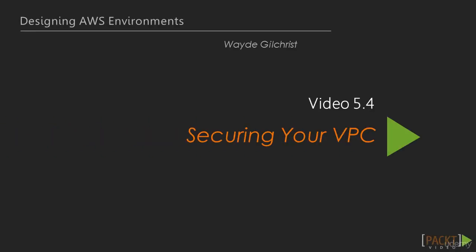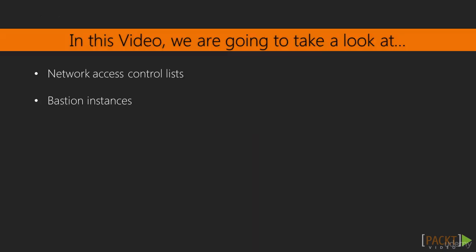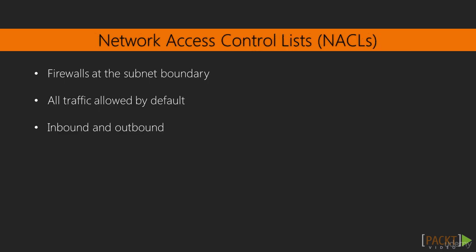Hi. In the previous video, we looked at ways to connect to your VPC, which included gateways, VPN connections, Direct Connect, and peering. In this video, we're going to add some additional security to your VPC by adding network access control lists to our subnets. We're also going to talk more about private subnets and how administrators can still connect to private instances by using bastion instances.